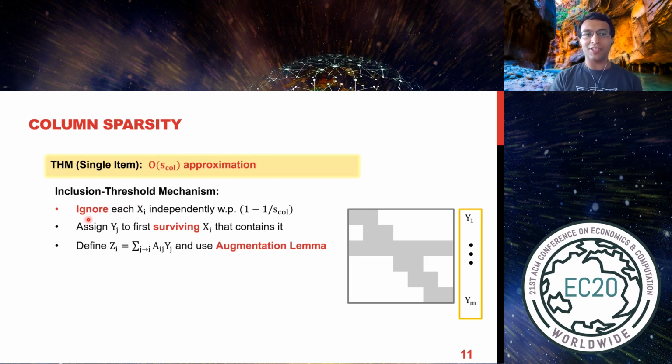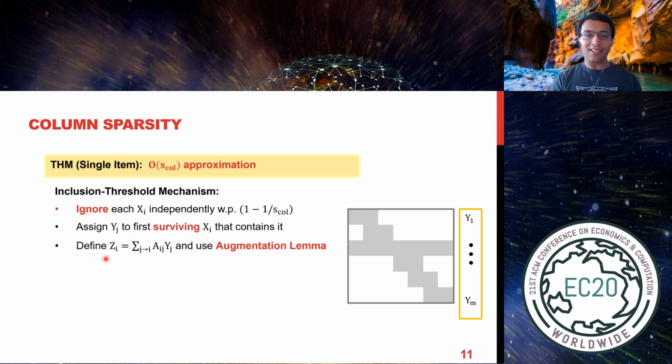What you do is just ignore each xi independently with a pretty large probability, 1 minus 1 over the sparsity. Okay, so now I'm going to just ignore most of the xi's. Now look at each of the yj's. Look at the first surviving xi to which it belongs. So the crucial thing is that yj does not belong to too many xi's because the column sparsity, S_col, is small. So assign yj to the first surviving xi, which is not getting ignored.